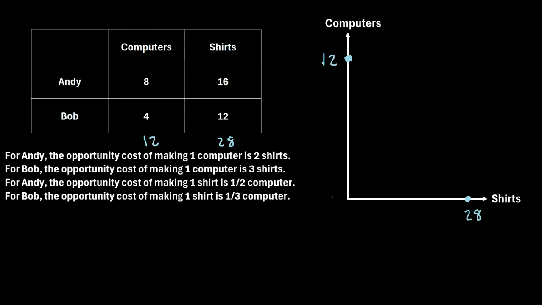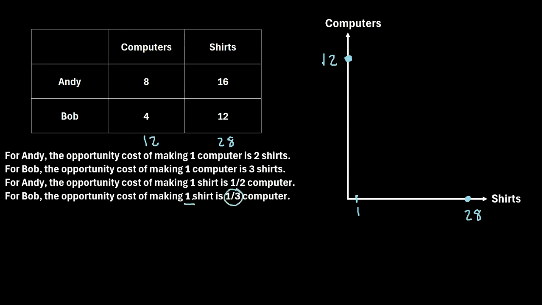Now the way that we actually start to construct our joint PPF is we ask ourselves, what if instead of making 0 shirts, what if we decided to make 1 shirt? So if we made just 1 shirt, which individual should make this shirt? Well, it should be the individual who has the lower opportunity cost. So for Andy, the opportunity cost of making 1 shirt is 1/2 of a computer. For him to make 1 shirt, he gives up the production of half of a computer. But for Bob, the opportunity cost of making 1 shirt is 1/3 of a computer.